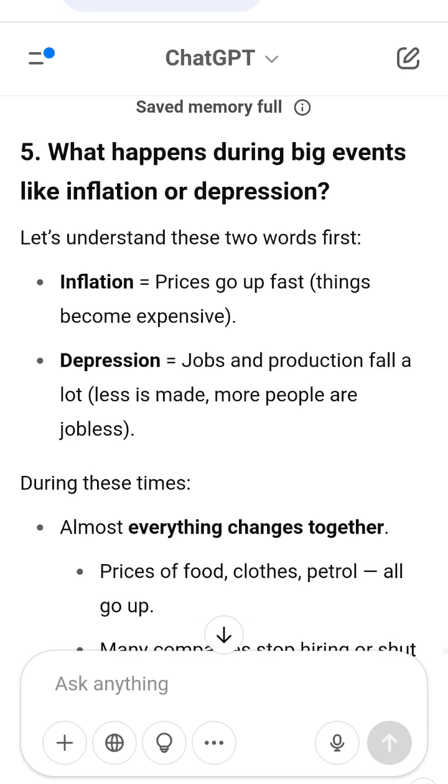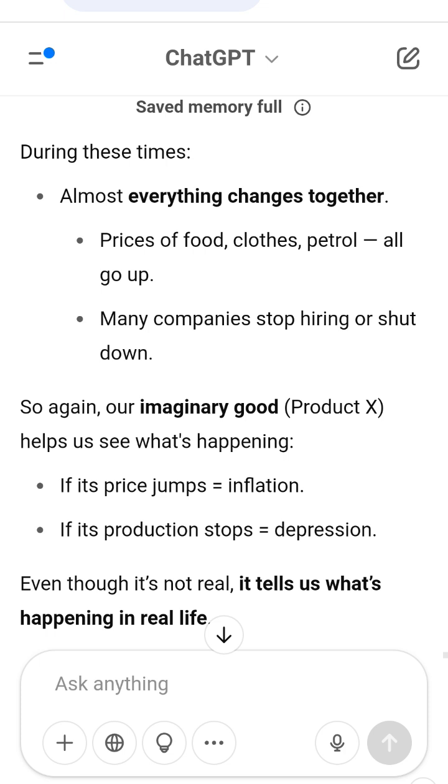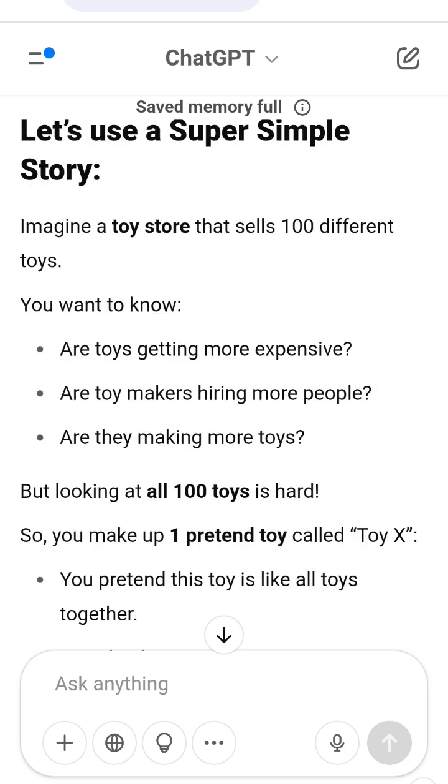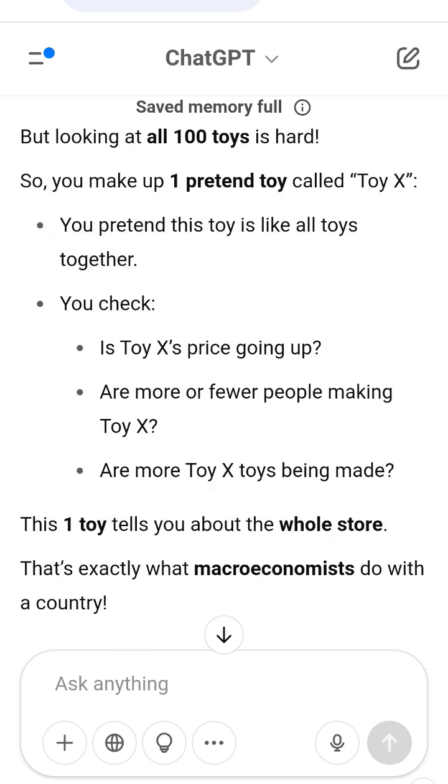Summary, as simple as it gets. Studying thousands of real products is hard, but if all their prices, jobs, and production move together, it's okay. So economists create one imaginary product that stands for everything. We study that one product to understand the whole economy. This is a smart and easy way to see if the country is doing good or bad.